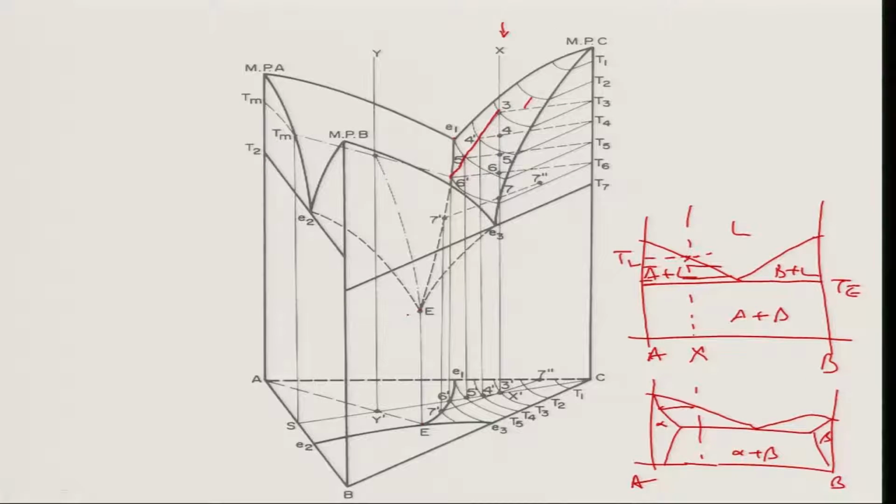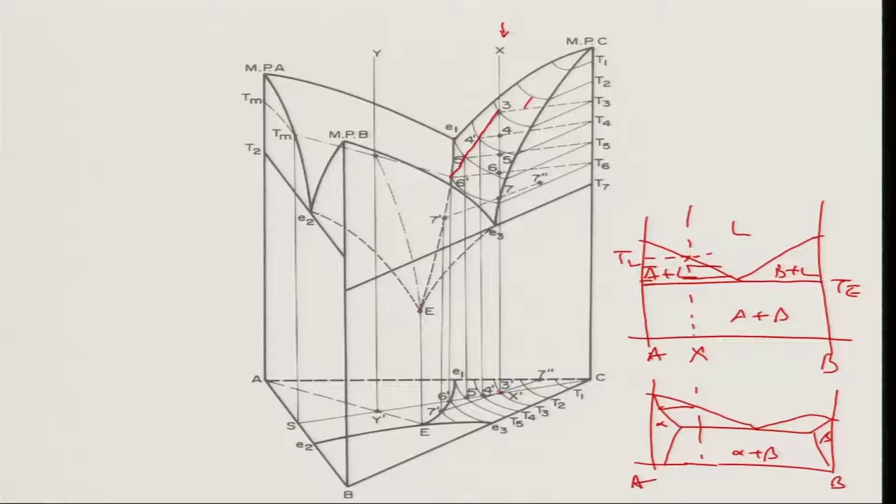I have the projection of these. Now I concentrate only on the bottom Gibbs triangle A, B, C, and these are my projections: E2 to capital E, E1 to capital E, E3 to capital E. These are my liquid surface projections, correct, and my alloy composition lies on this point.